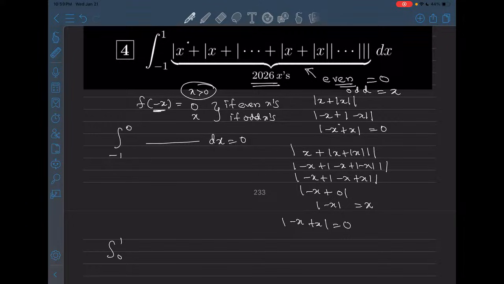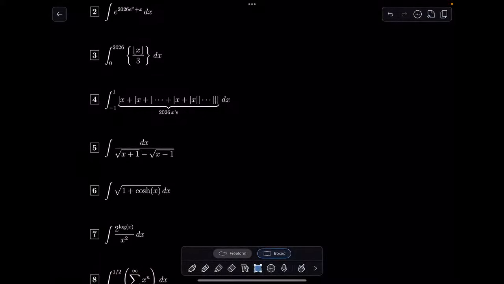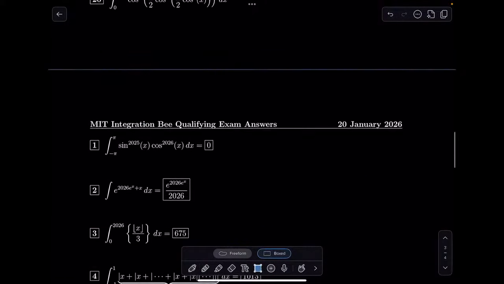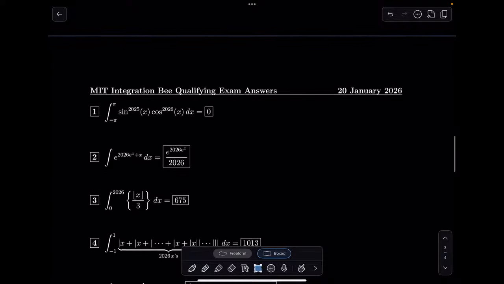So that means I will have the integral of 2026 x dx, right? And then that is just 2026. So that's what I think the answer is. It was just too easy. Well, let's see if that's the answer or not. 2026. No, it's not. It's 1013.